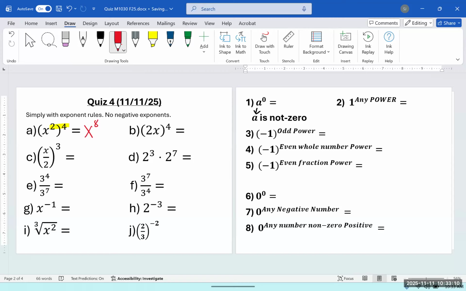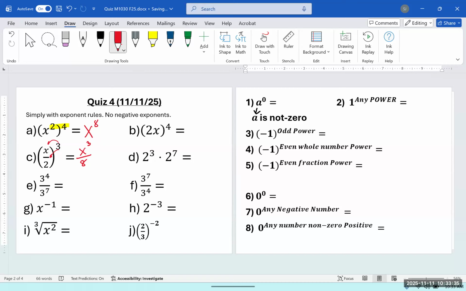Which one, B or C? Tell me what's the answer for C. X cubed over 8. X cubed over 2 cubed, but 2 cubed is 8. So in division, we distribute the power.